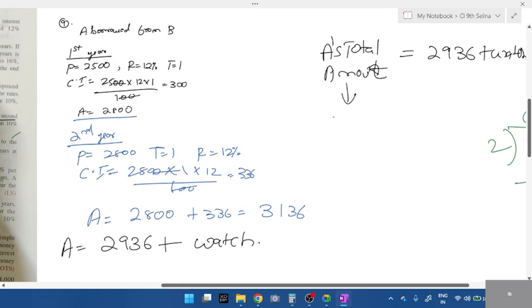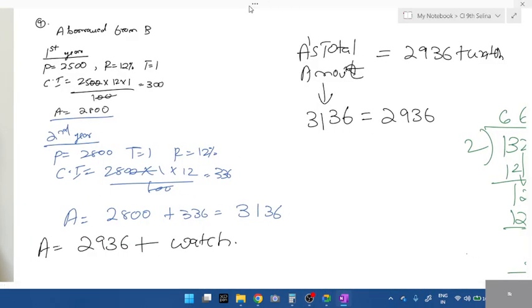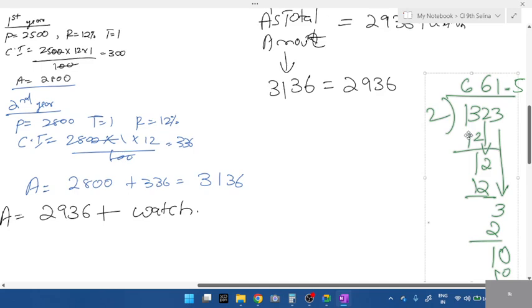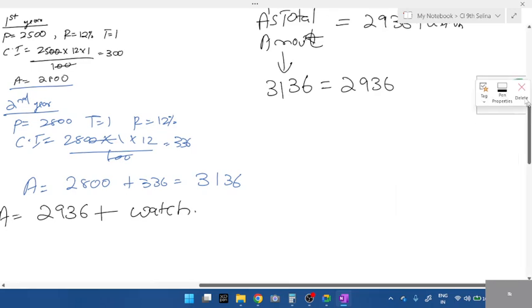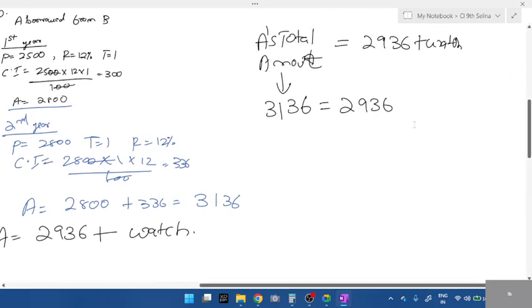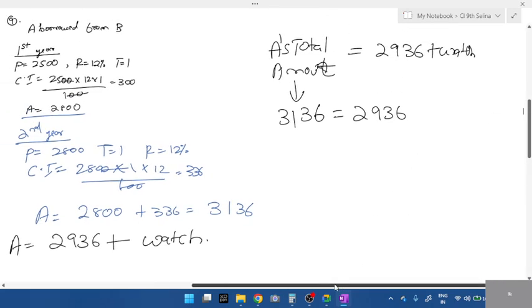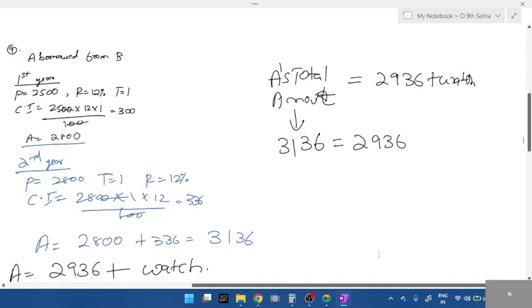What's A's total amount? What he should pay? 3136 is equal to 2936 plus the cost of watch. You can take the cost of watch as rupees X. Or you can just write cost of the watch, students. It doesn't matter. Usually unknown values, we take it as X. Write the statement, or you can do it directly.